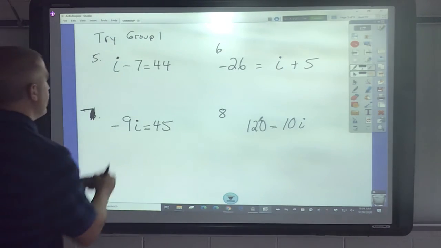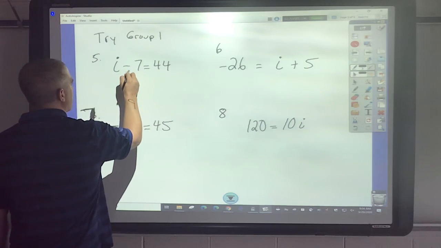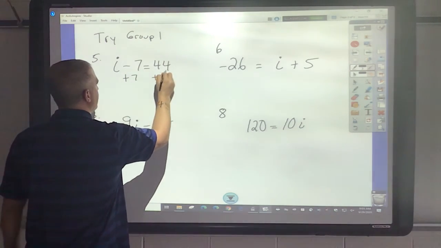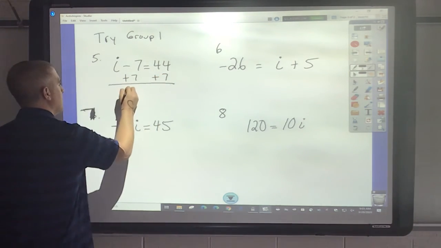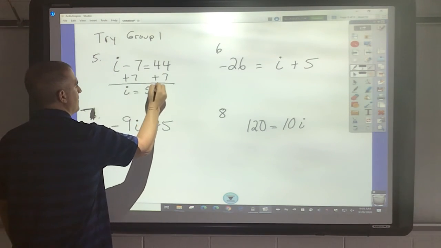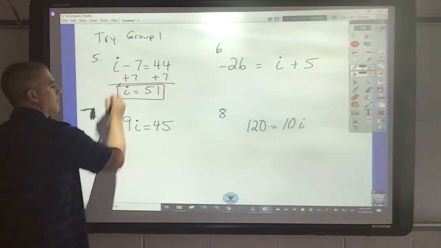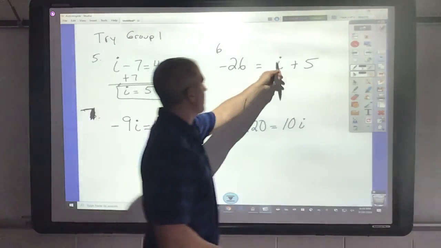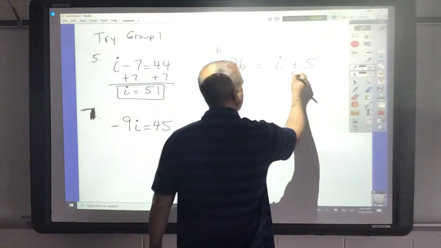Okay, so what I would have to do on this one, this is separated, so I would have to add 7 and add 7. So that's going to be I equals 44 plus 7, which is 51. Whatever I do on one side, I do on the other. I got my variable right here by itself.